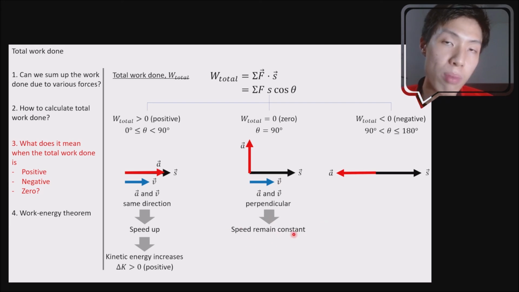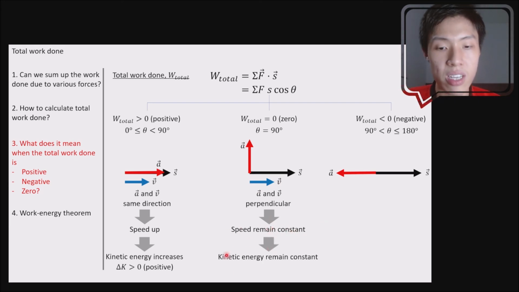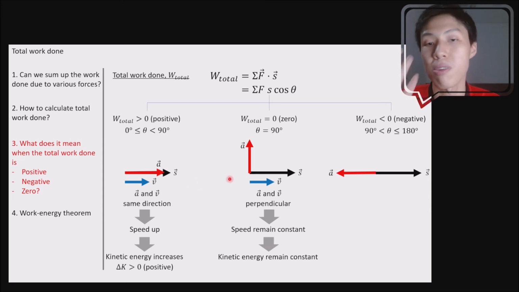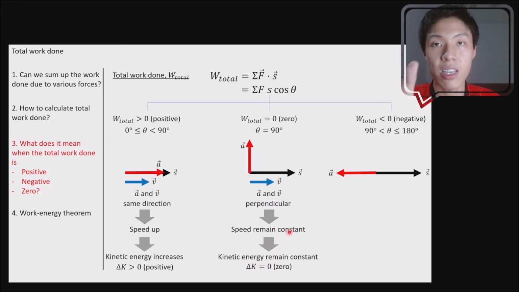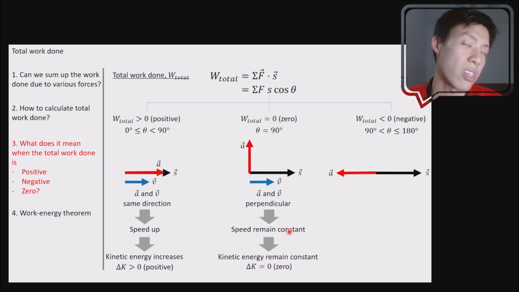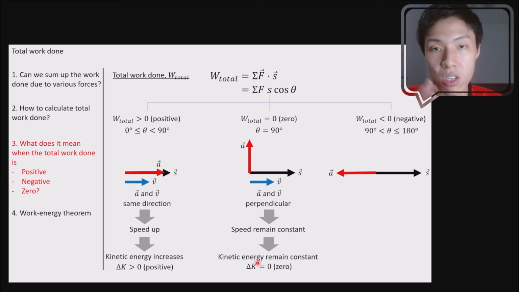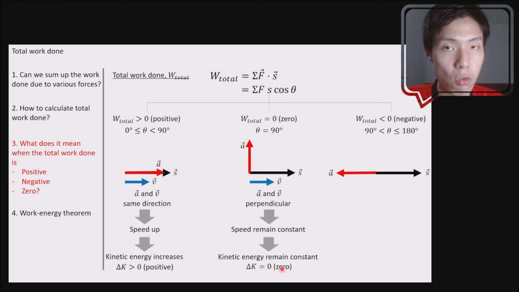So if the speed remains constant, we still remember that the kinetic energy should remain constant, because kinetic energy is half mv squared. The v is speed, the v is not velocity. So if your speed remains constant, your kinetic energy will remain constant. Therefore, the change in kinetic energy is equal to 0, because the final kinetic energy is the same as the initial kinetic energy. If you subtract these two, you should get 0. So the change in kinetic energy is 0.